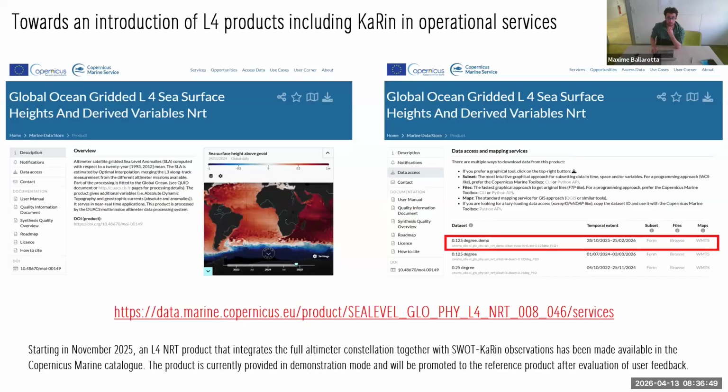Finally, I wanted to mention that on the CMEMS catalog, there is a demo product available. It's a level 4 product in near real time at 1/8 degree resolution, and it includes Karin. It's near real time, available with a timeliness of day minus 6 days, I think. This product is for the moment in demo mode.